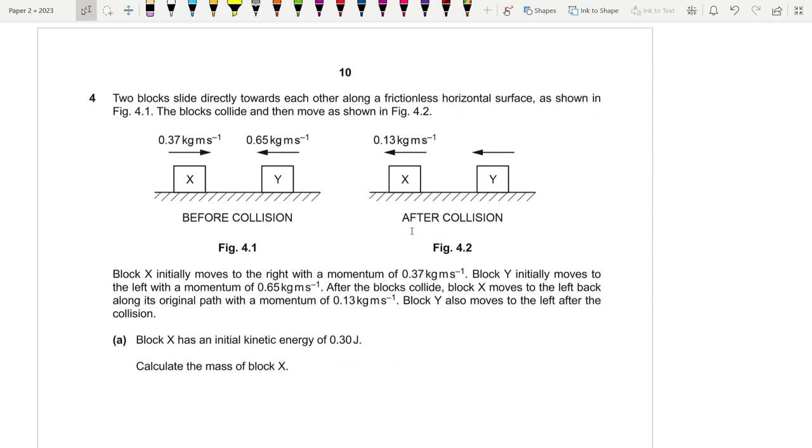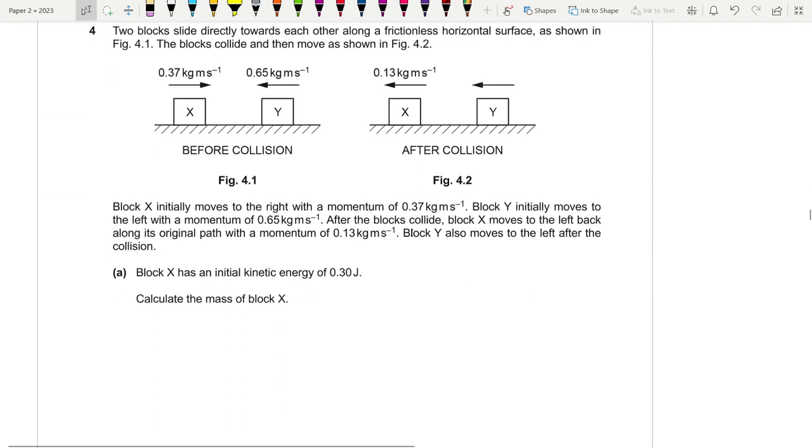Block Y initially moves to the left with a momentum of 0.65 kg meter per second. After the blocks collide, block X moves to the left back along its original path with a momentum of 0.13. Block Y also moves to the left after collision. Block X has an initial kinetic energy of 0.30. Calculate the mass of block X.